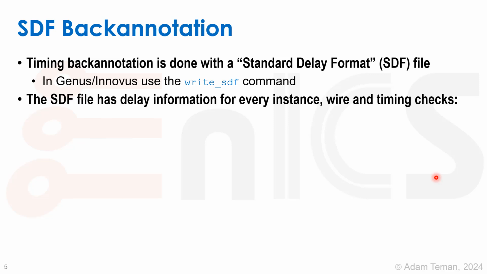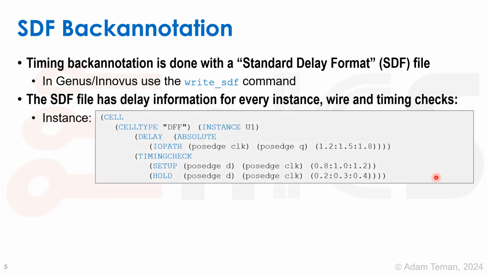So the SDF file has delay information for every instance, wires, timing checks, and so forth. It looks something like this. An instance would start with a cell command over here. It would say what type of cell it is, what the instance name is, and then it will give us a list of all the types of delays through it. I just gave one example here. It'll say there's an IO path from clock to Q, and these are the best case, typical case, and worst case timing in 3 different corners. There also could be timing check commands, which will say what our setup and hold requirements are, and then our simulator can actually spit out setup and hold violations if there are those types of things.